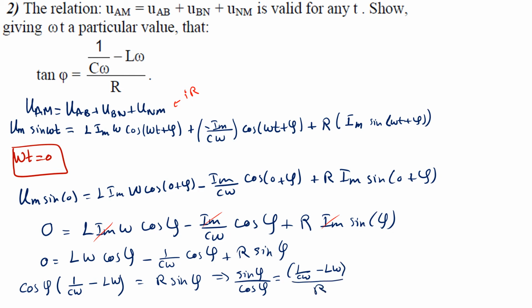Now for this part, sine phi over cosine phi, I can replace it by tan phi. Sine over cosine is tan, so tan phi is equal to 1 over c omega minus L omega over R, and yes, we proved it. This is the solution for number 2.